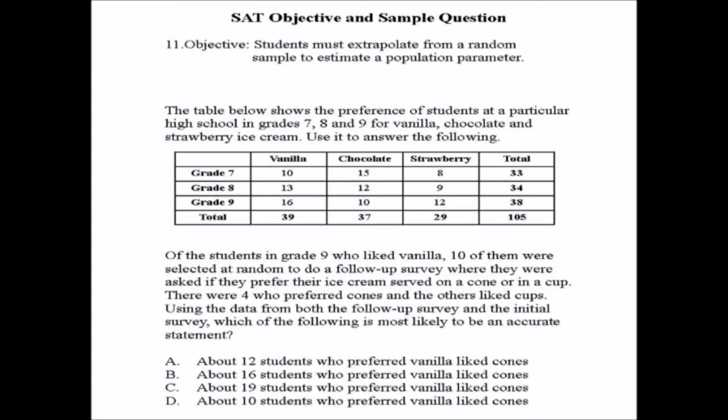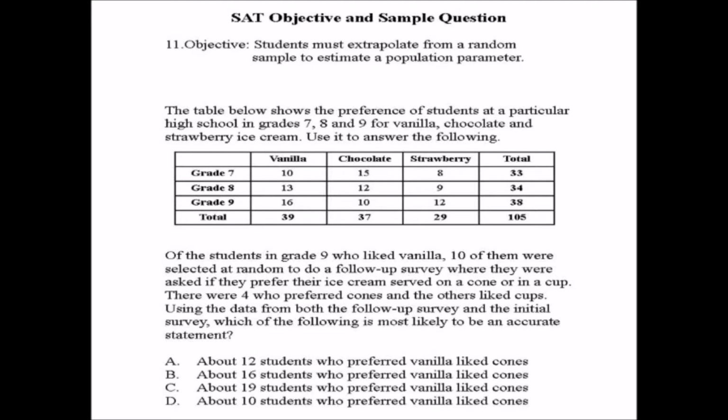And number 11, the table below shows the preference of students at a particular high school in grades 7, 8, and 9 for vanilla, chocolate, and strawberry ice cream. Use it to answer the following. Of the students in grade 9 who liked vanilla, 10 of them were selected at random to do a follow-up survey where they were asked if they prefer their ice cream served on a cone or in a cup. There were 4 who preferred cones and the others liked cups. Using the data from both the follow-up survey and the initial survey, which of the following is most likely to be an accurate statement? A, about 12 students who preferred vanilla like cones. B, about 16 students who preferred vanilla like cones. C, about 19 students who preferred vanilla like cones. Or D, about 10 students who preferred vanilla like cones. Circle the correct response.